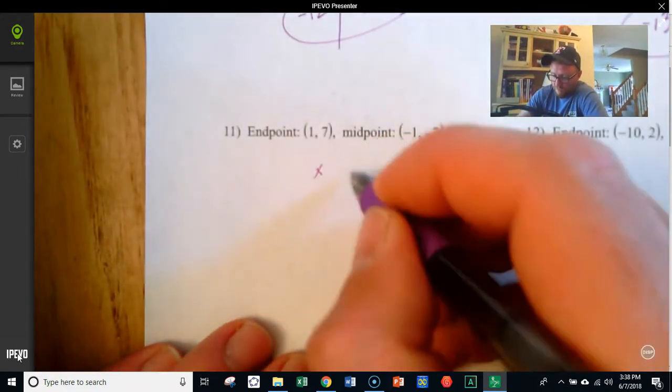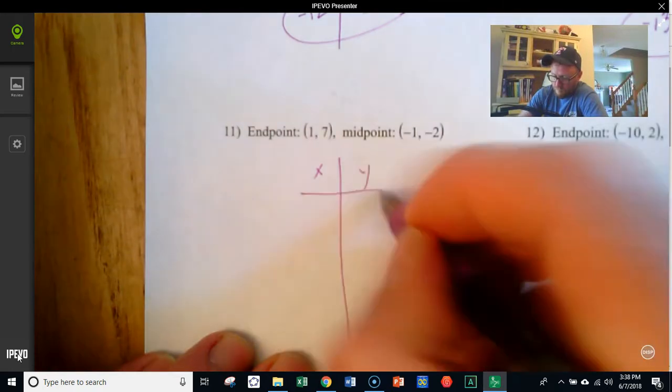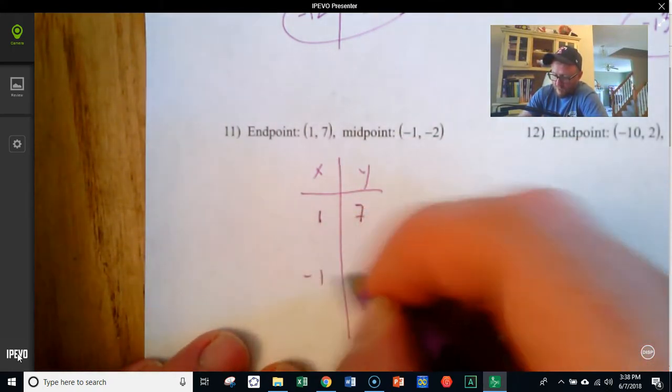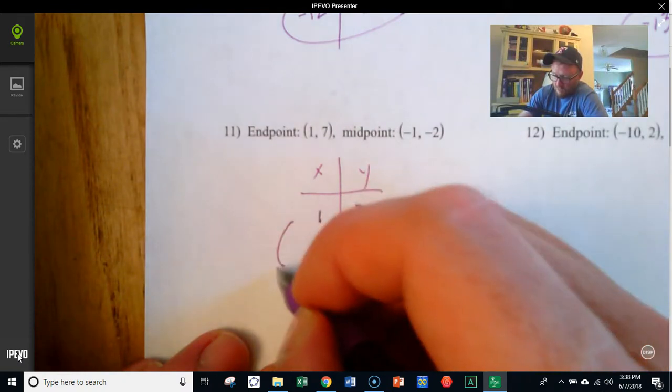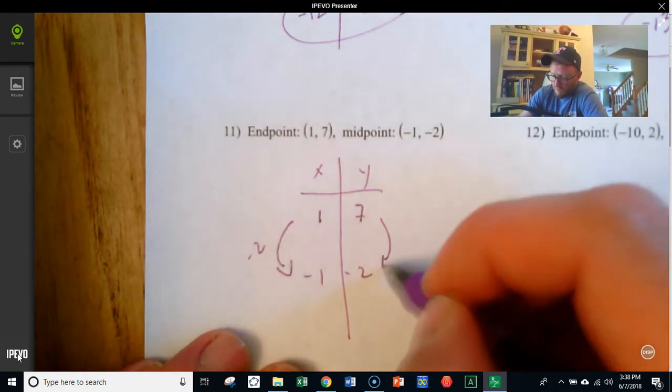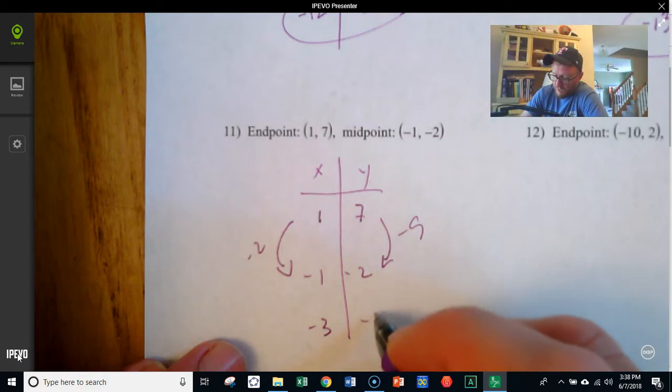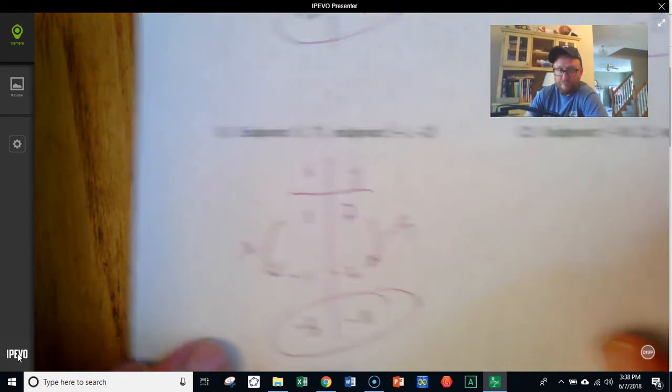Okay. So here we've got 1, 7, and -1, -2. From 1 to -1 is down 2. From 7 to -2 is down 9. Going down 2 more will leave us at -3. Going down another 9 will leave us at -11.